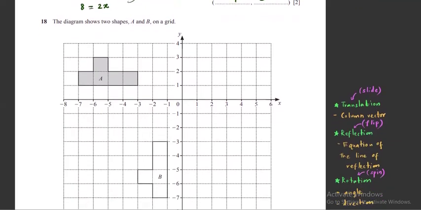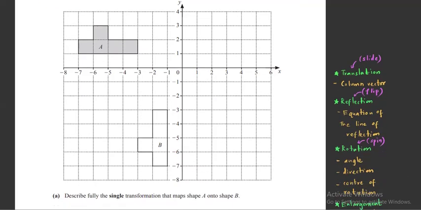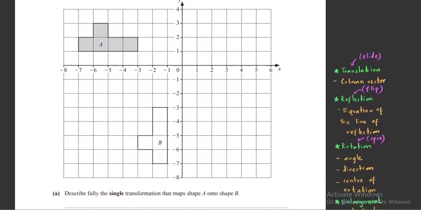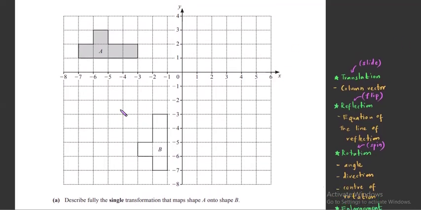Let's move on to question 18. The diagram shows two shapes, A and B. So these two are the shapes shown in the diagram. Describe fully the single transformation that maps shape A onto shape B. This is shape A, this is shape B. We need to see what this transformation is.